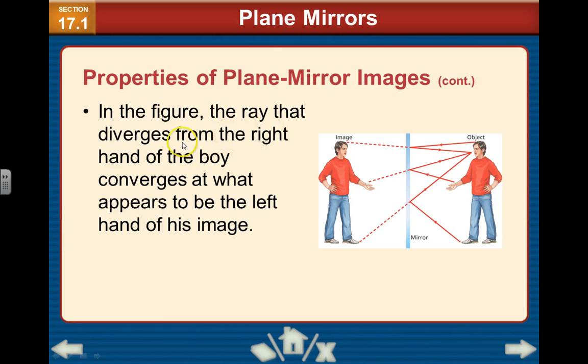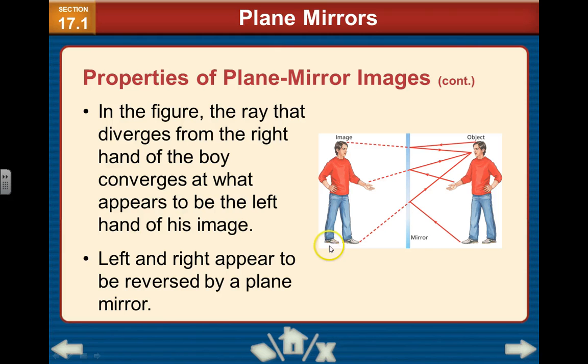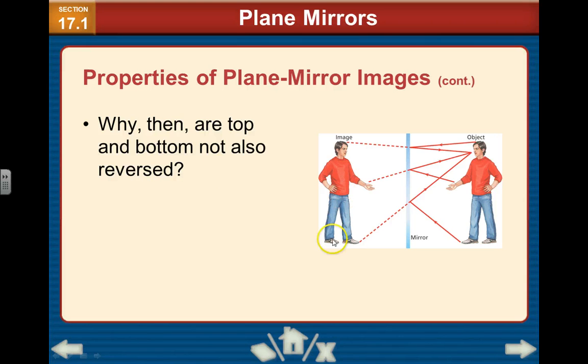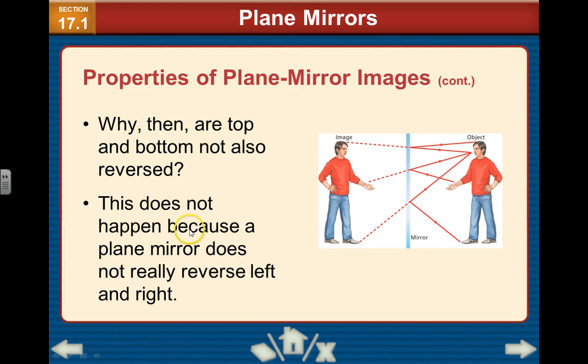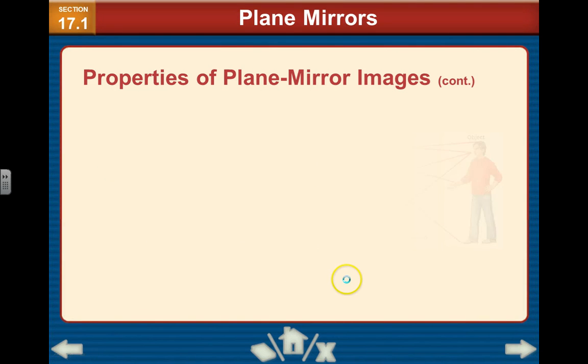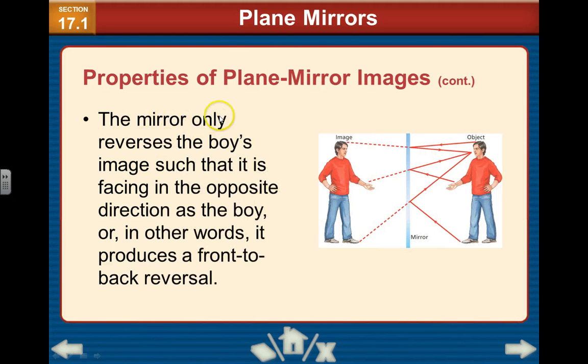The biggest difference is that the right hand of the boy converges with what appears to be the left hand of the image. So he's extending his right hand. It looks like he's extending his left hand in the image. So we have this mirror image. The left and right appear to be reversed in the mirror plane. So why aren't the top and the bottom reversed? Well, this does not happen because the plane mirror doesn't really reverse left and right. What the mirror really is doing is it reverses the boy's image such that it is facing in the opposite direction as the boy. In other words, it produces what we call a front to back reversal.